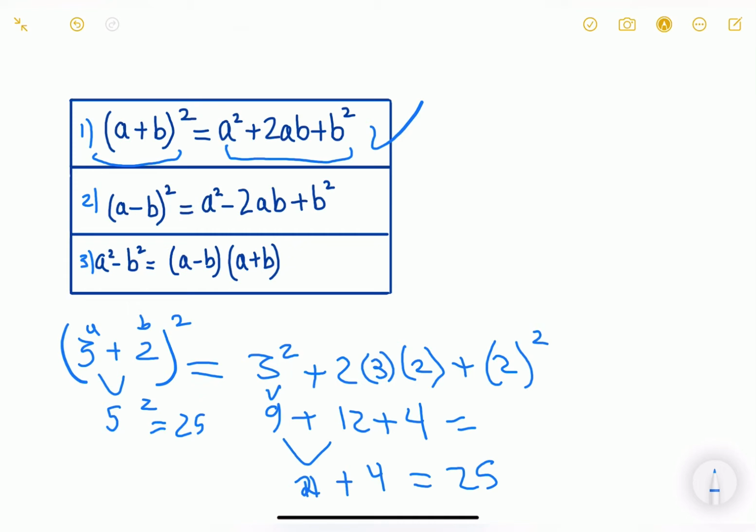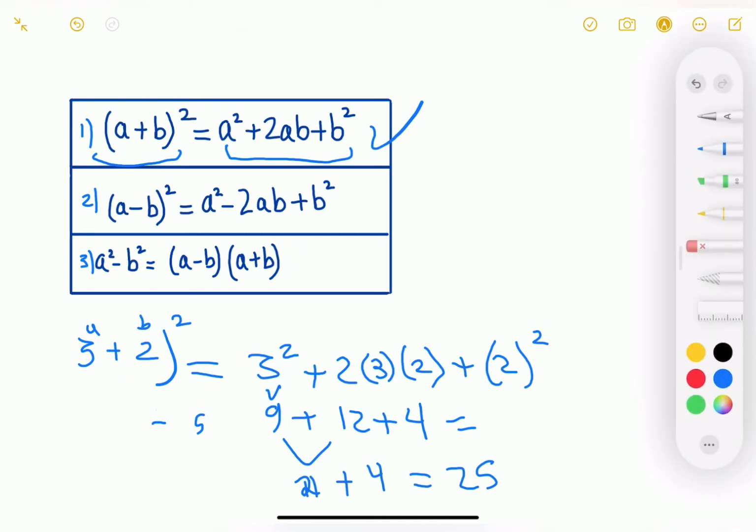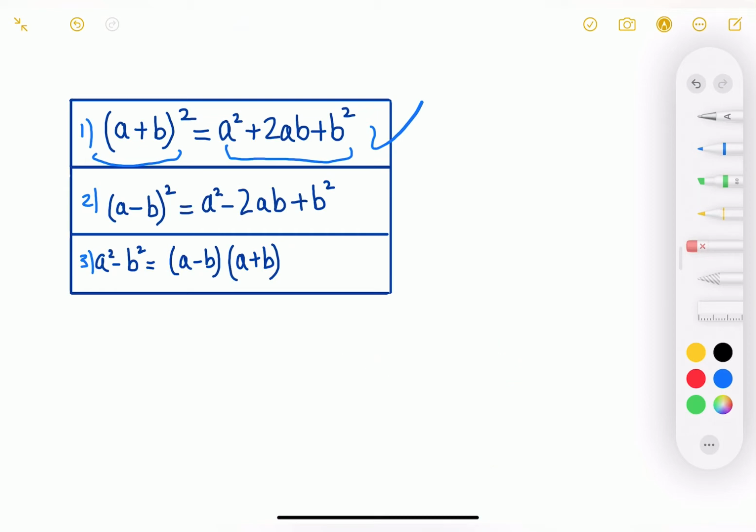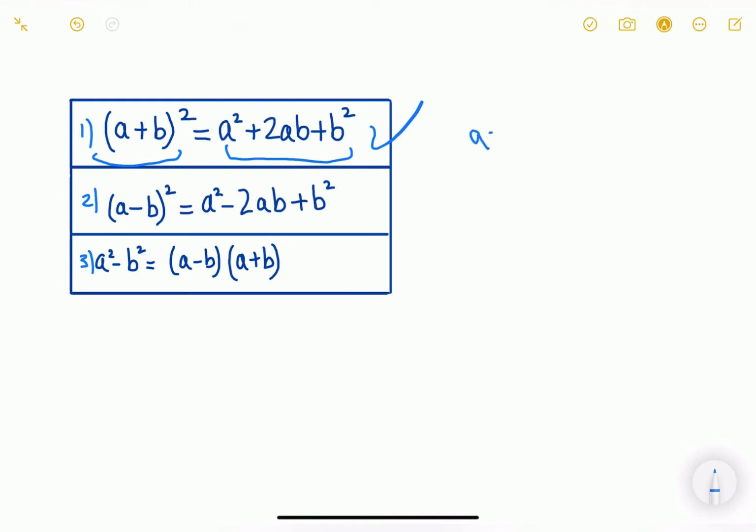Now let's test out number 2. Let's just erase it for more space, okay? Number 2 says it's the same thing but minus. Let's test it out with the same numbers. From now on, A equals 3 and B equals 2. So we said 3 minus 2. What's 3 minus 2? It's 1. And what's 1 squared? It's 1. Now let's test it out.